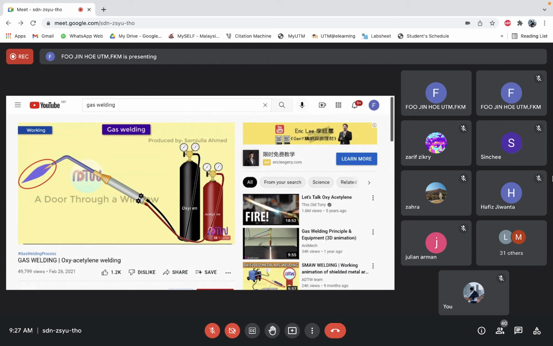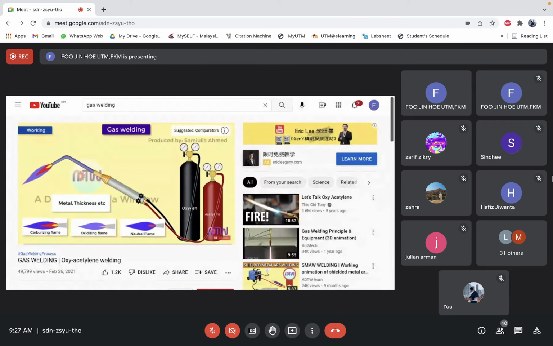If the neutral flame is required, then both the valves are opened equally. If the oxidizing flame is required, then the valve of oxygen is opened more. And if the carburizing flame is required, then the valve of the fuel gas is opened more. The flame is set as neutral, oxidizing, or carburizing based on the metal, its thickness, and some other welding conditions.